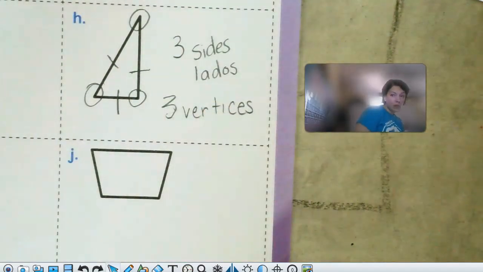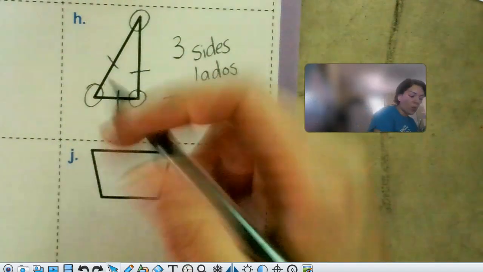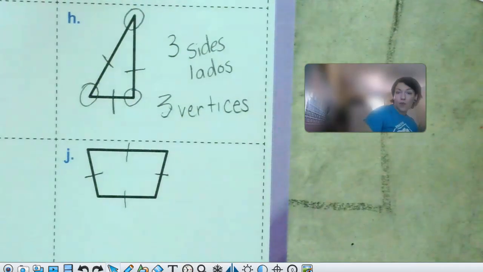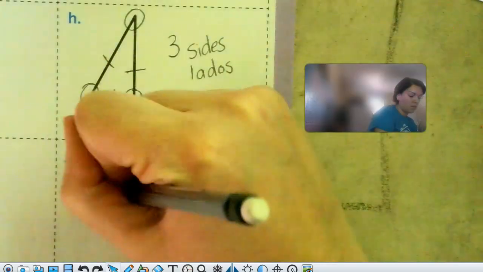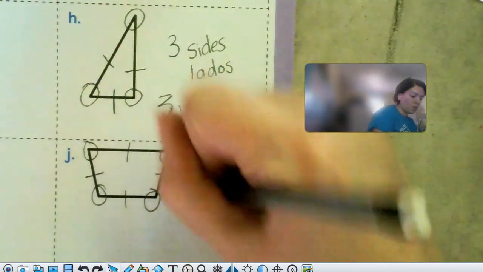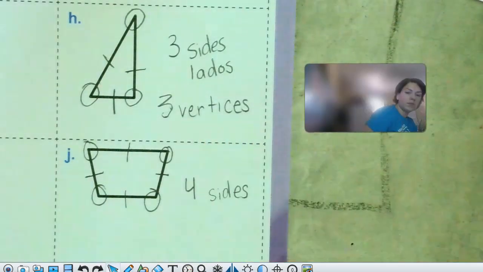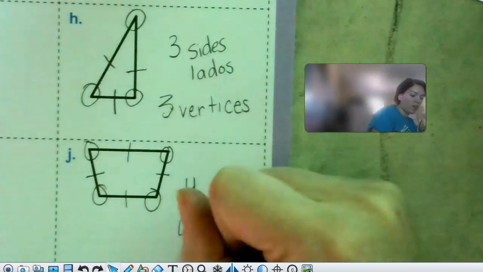If we look at this trapezoid here, we see that it has 4 sides and 4 vertices. 4 sides and then 4 vertices.